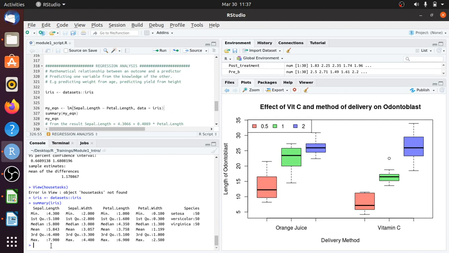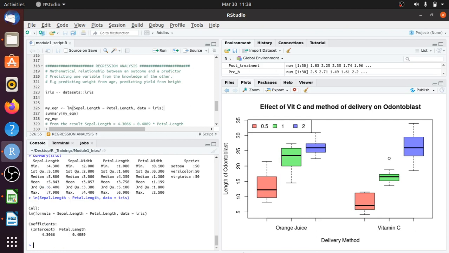We use lm, linear model. There are various types of regression analysis. So lm, let me just show you: Sepal.Length dependent on Petal.Length. What data are we using? Our data is iris. Okay, let's run it.